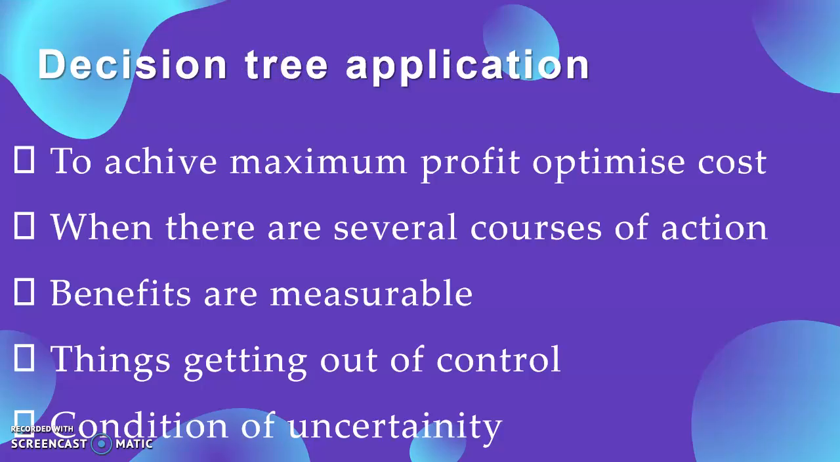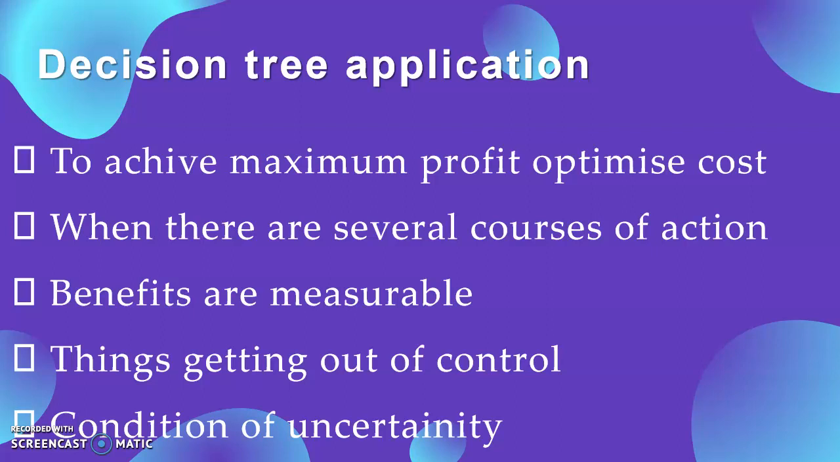Then the application of decision trees. The decision tree is used everywhere. For example, the first one: when the user has an objective, trying to achieve maximum profit and optimize cost, he then uses a decision tree. Next, when there are several courses of action and the person has to choose the best one among them, then he may use a decision tree. Third, there is a calculative measure of benefit of the various alternatives.